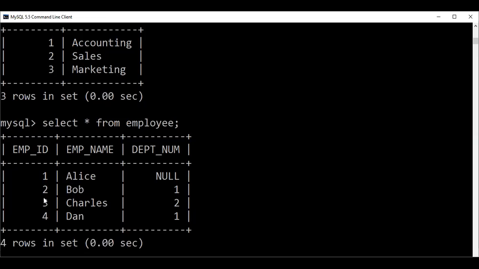For 3 marketing, 2 Bob and 1. For 3 marketing, 3 Charles and 2. For 3 marketing, 4 Dan and 1. Remember, this 1, 2, 3 is the employee ID and this 1, 2, 3 is the department. There is nothing common.